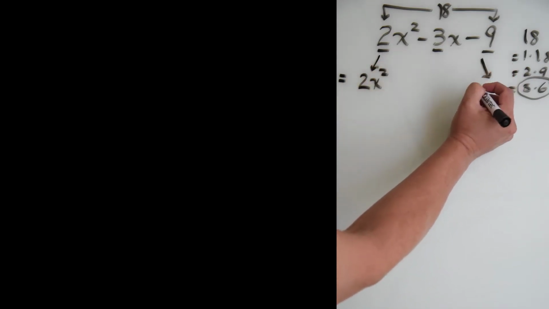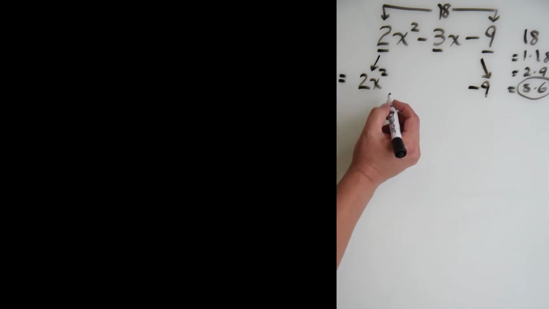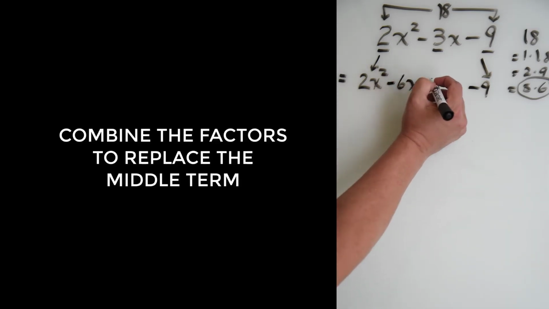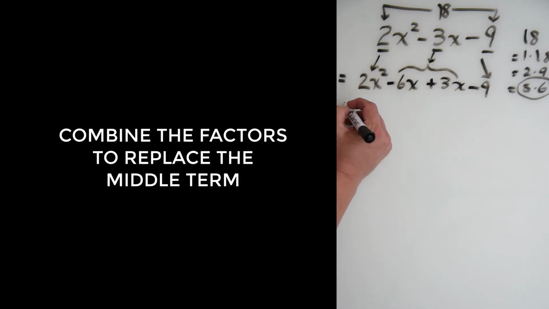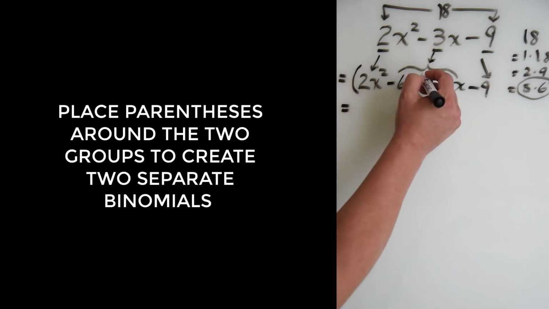So bring down your 2x squared term, bring down your negative 9 on the outer edge. But then you need to take the 3 and 6 and create a term that replaces the negative 3 in the middle. That'll be negative 6x and 3x.